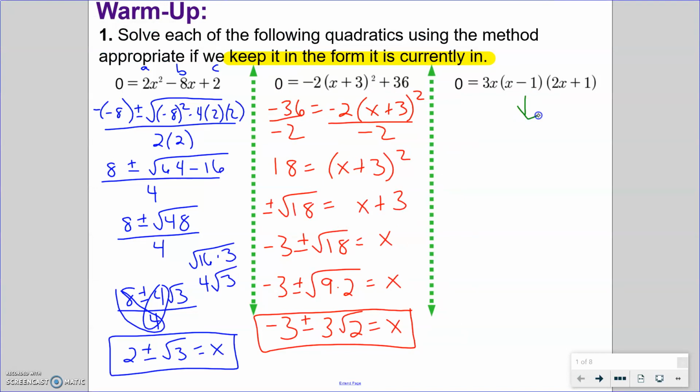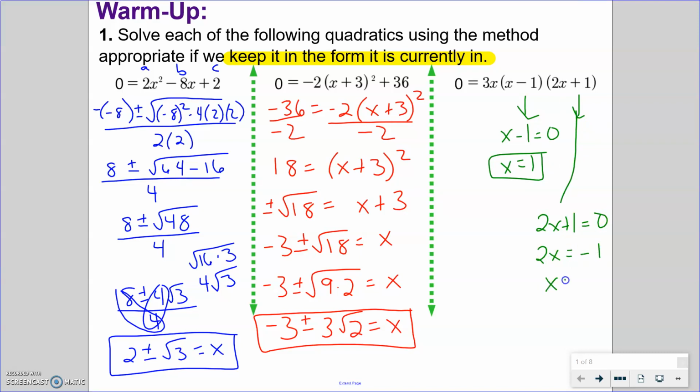All right, last one. Hopefully, these 2 were not a problem for you. If you set this one equal to 0, you get one answer is positive 1. If you set this guy equal to 0, you get 2x equals negative 1, or x is negative 1/2, so no big deal there.